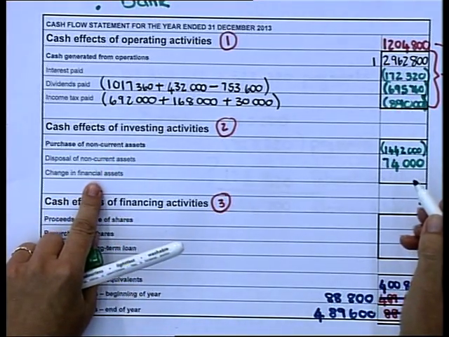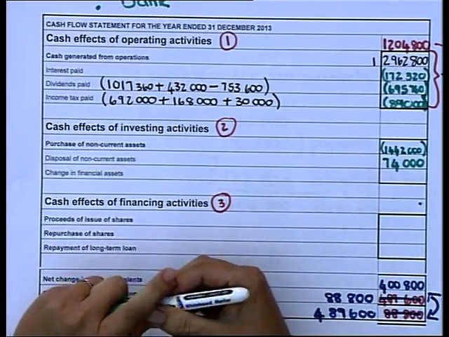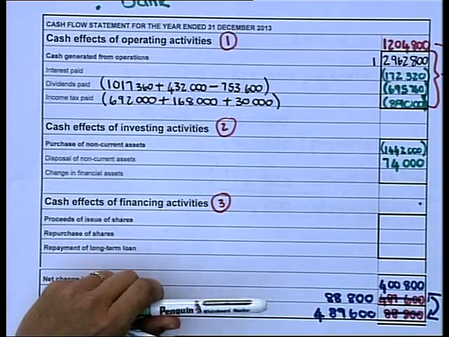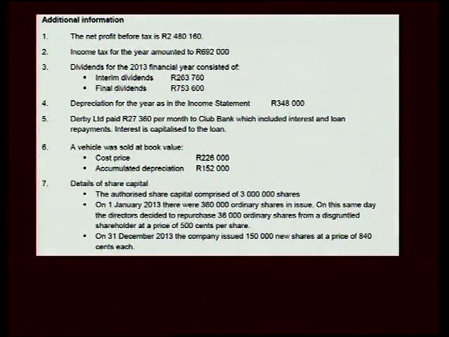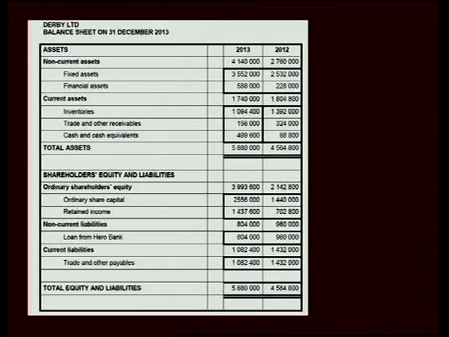Then a change in financial assets. If you look at your balance sheet again, you will see that at the beginning of the year, the financial asset, the fixed deposit, was 228,000. At the end of the year, 588,000. So I can show that there was a change in financial assets.